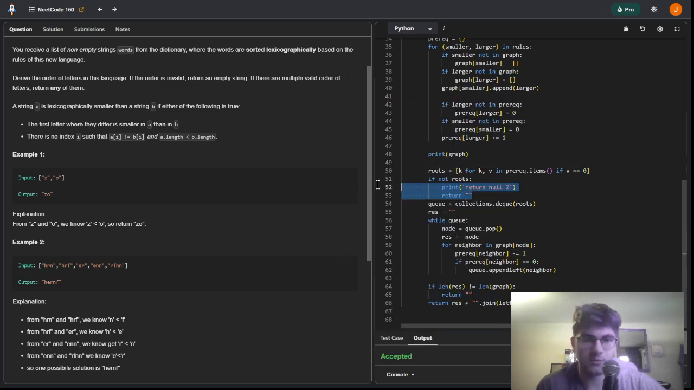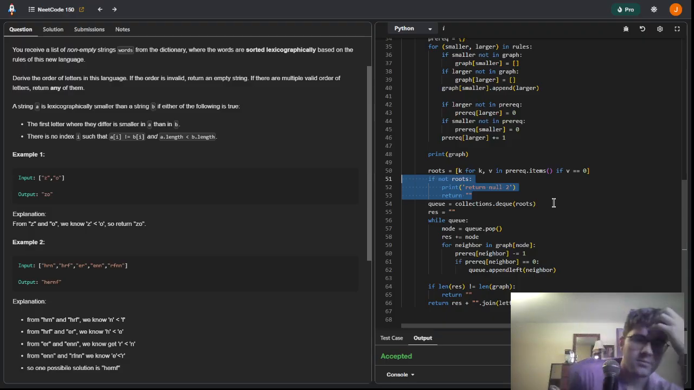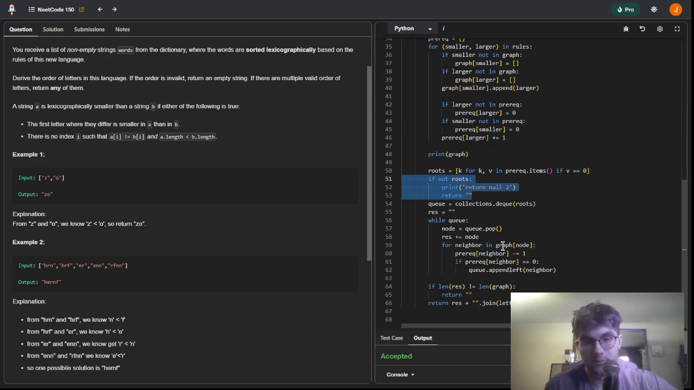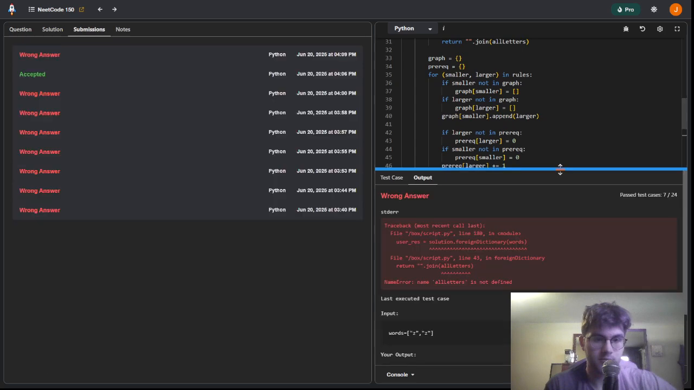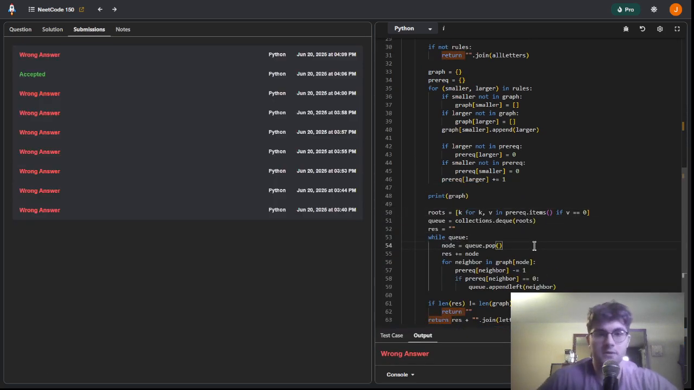I might not need this anymore. Because of roots, it'll just skip all of this. And if there's no roots, is it possible that the length of the graph will also be 0? That means there's no rules, but we already have an edge case for no rules, so I shouldn't need that. Let me just verify that. All letters. Where do I use all letters? Right here.